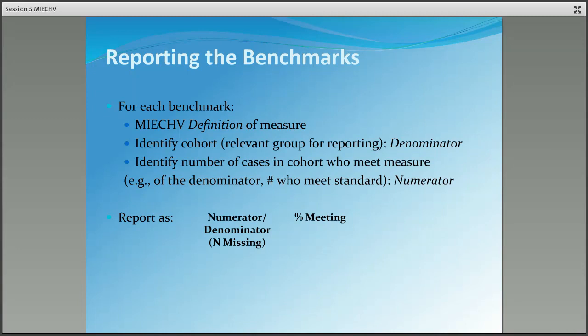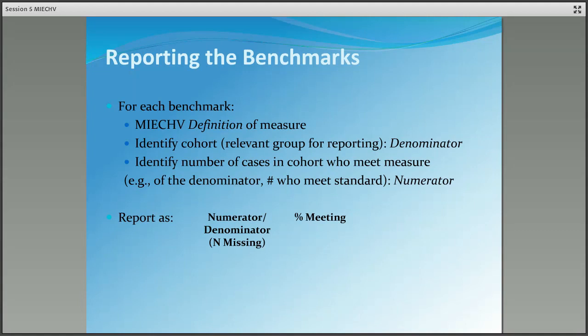We also report the number of families who are part of the denominator but are missing this information. So for example, if the question was left blank, we don't know what happened with them. They won't count towards meeting the measure, so they aren't part of the numerator, but they are still part of the denominator. We're just specifically calling out how often we don't have this information.